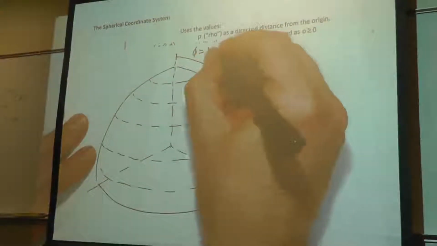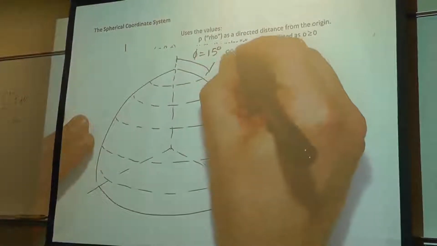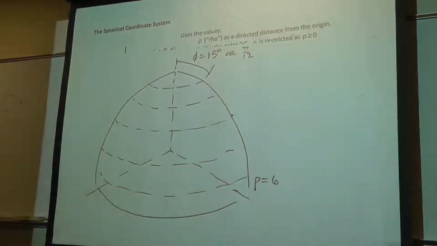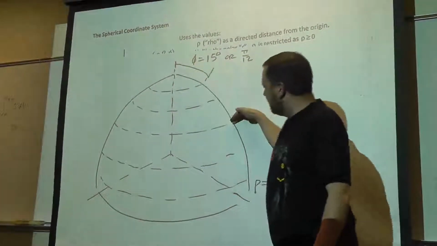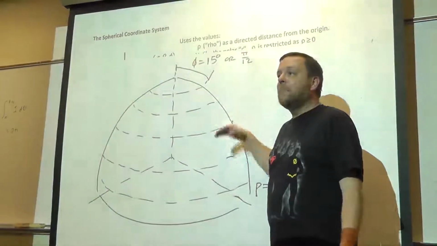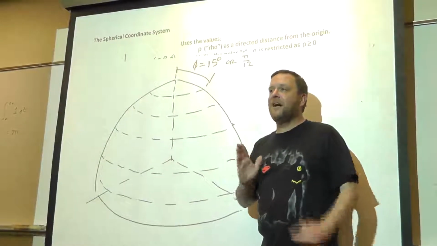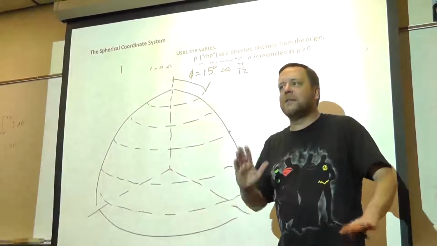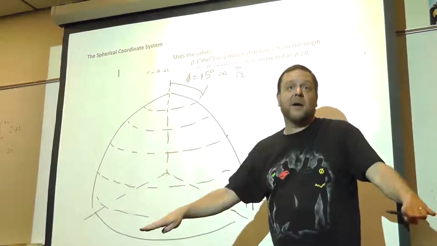Equals, let's say, 15 degrees, or that would be pi over 12 radians. Okay? And then maybe from here to here, that would represent phi equals pi over 4 or 45 degrees. But phi is specifically defined to start at the positive z-axis. Phi doesn't exist on the xy plane until you get to phi equals pi over 2.